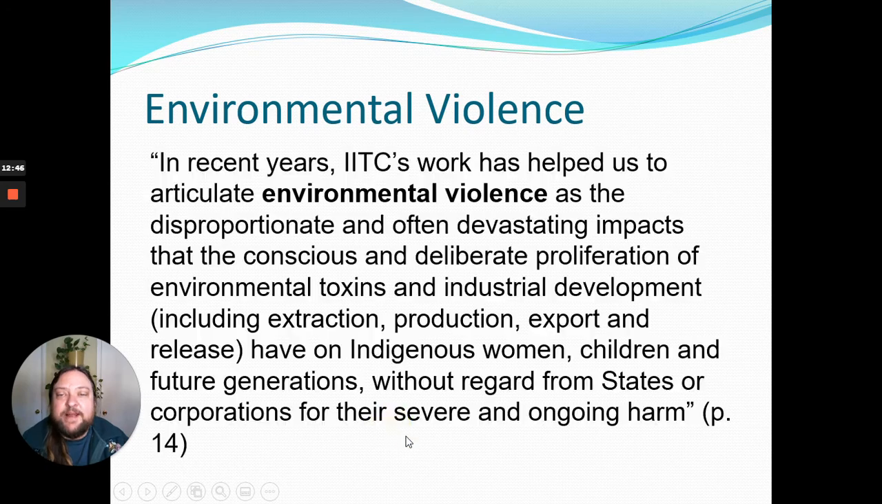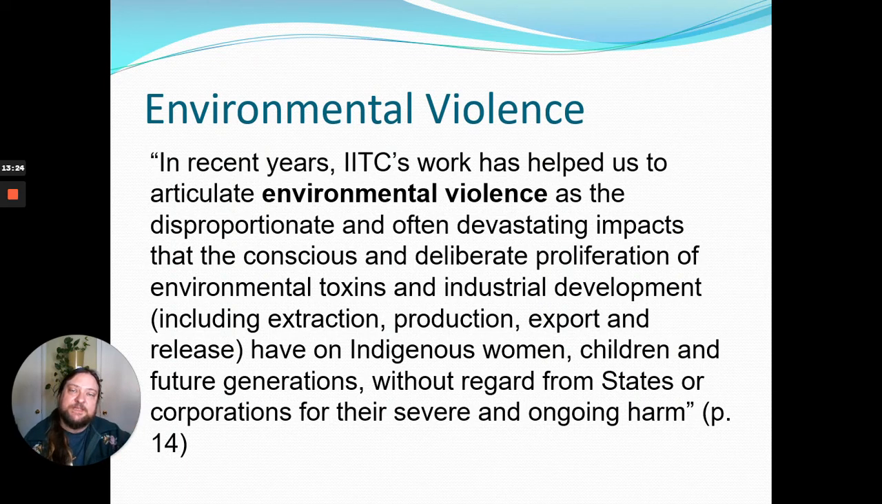So environmental violence, you'll see as you read, this is just one small part of it, okay? So you need to read more than what's on the slide to get the full picture. But in this document, they describe environmental violence as the disproportionate and often devastating impacts that the conscious and deliberate proliferation of environmental toxins and industrial development, including extraction, production, export, and release, have on Indigenous women, children, and future generations without regard from states or corporations for their severe and ongoing harm.